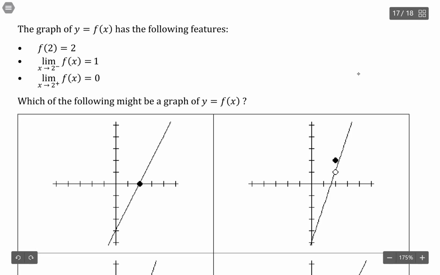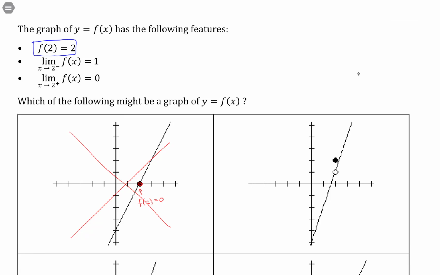Well, first let's look at the clue f of 2 equals 2. So that is not the case in this first one because here, where x is 2, y is 0. So in this case, f of 2 is equal to 0. So that's not possible. That's not the right graph.